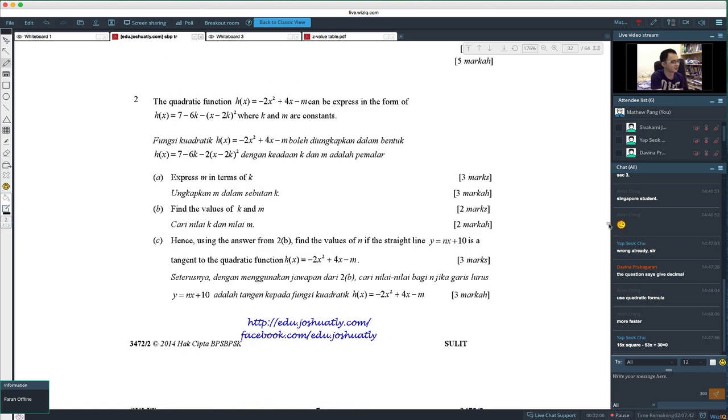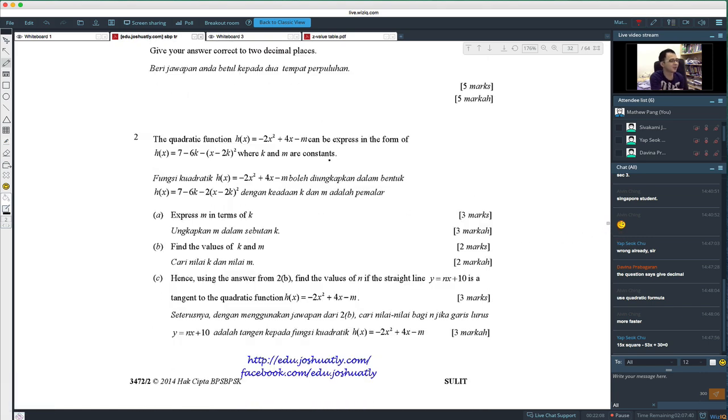So the second one is basically you have a quadratic function, and the question says express it in this form. So you should understand this is completing the square. I will do it on the top here. h(x) equals, I'll factorize out the negative 2, then I will get x squared minus 2x in a bracket, minus m.